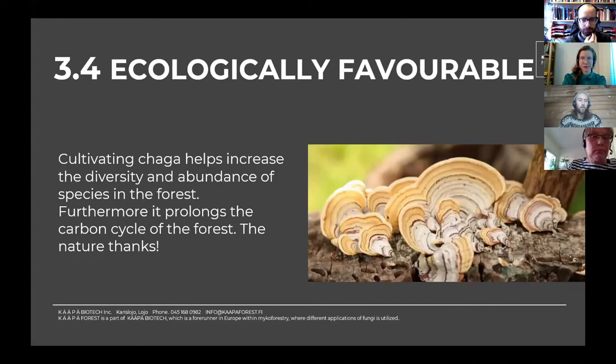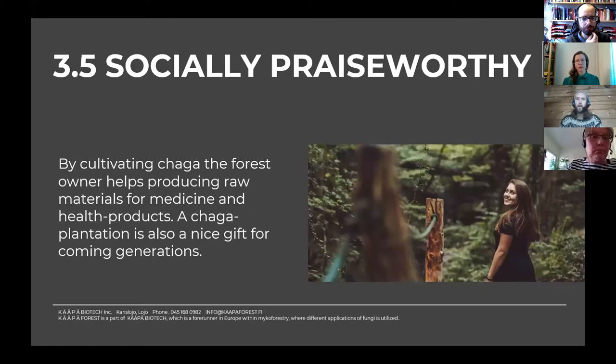Another reason to cultivate is the ecology behind it. Trees that would be thinned when they're young, if they're used for chaga cultivation, you then prolong the carbon cycle, and you also increase the amount of dead wood in the forest, which we all know is needed at the moment to keep the species flora big in our forests. Another thing that we've been thanked for is the social aspect. Many forest owners are happy to contribute to health products, to have a product which they know is bringing social value and health to the society.